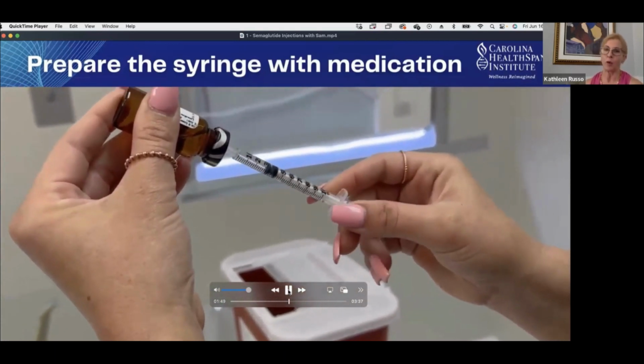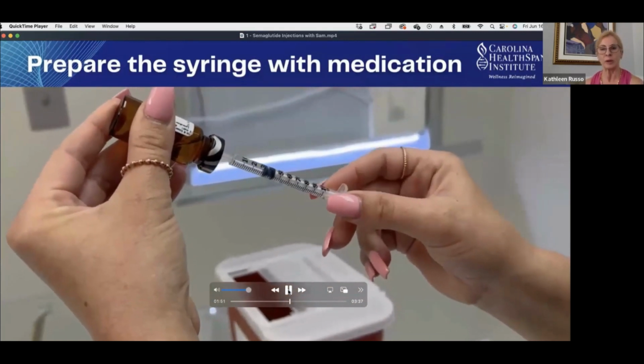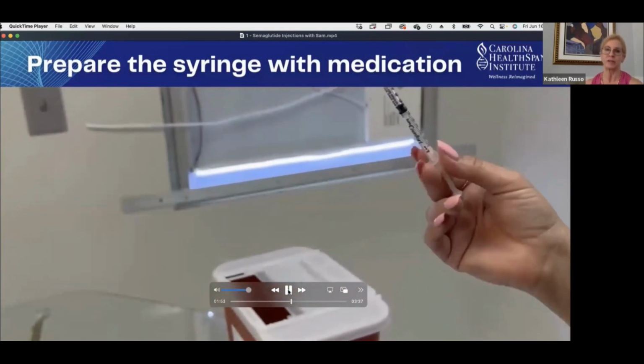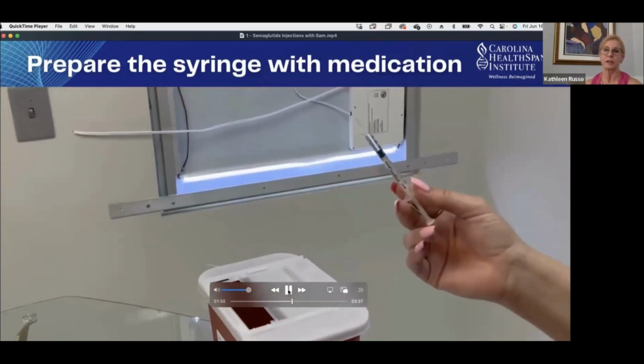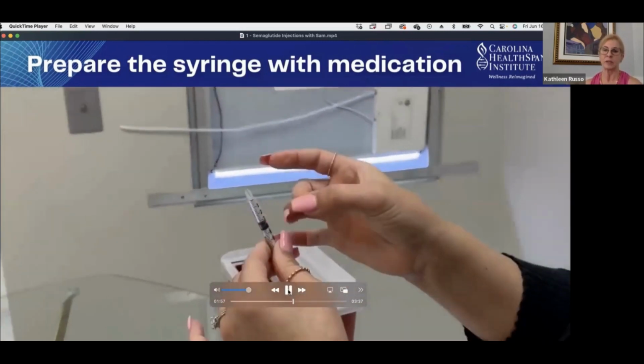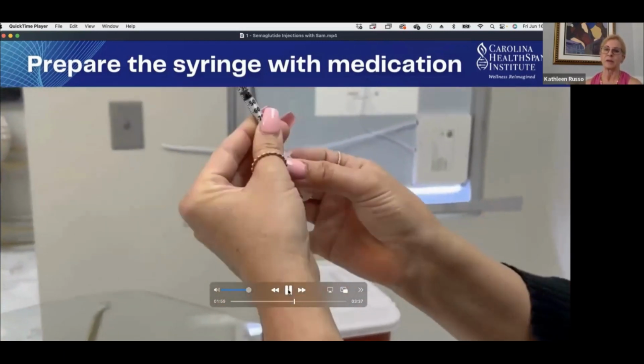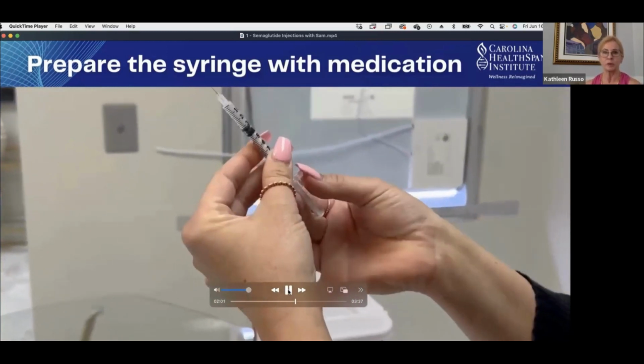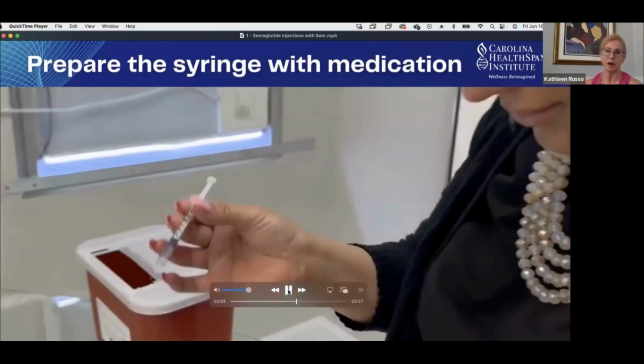You don't have to be overly concerned about air. We're not doing an intravascular injection. If there's a little bit of air in your syringe, when you inject that into the subcutaneous fat or the muscle, there's no harm going to be done. But you do want to dispel any extra air.